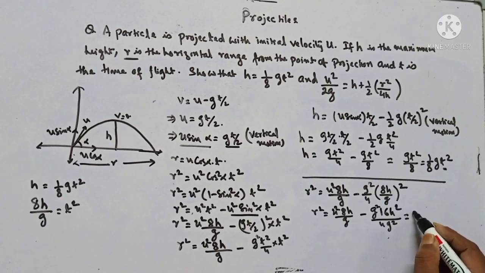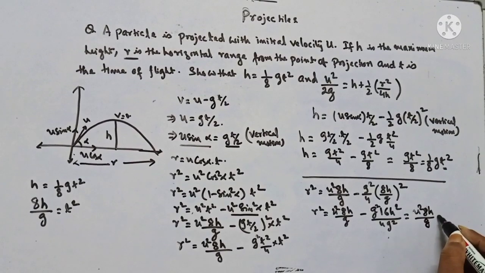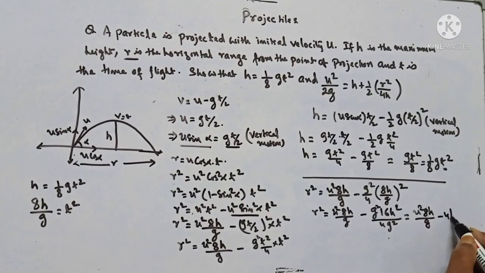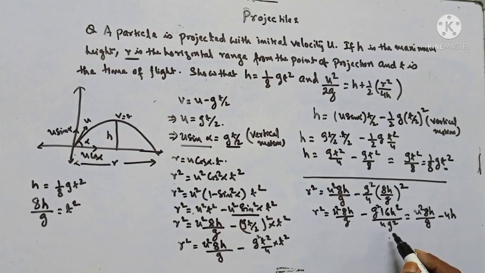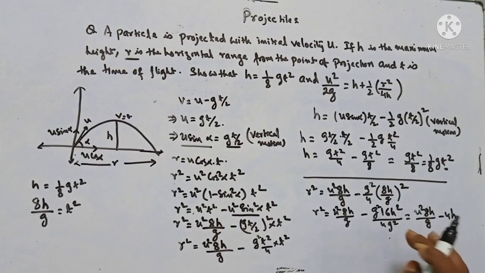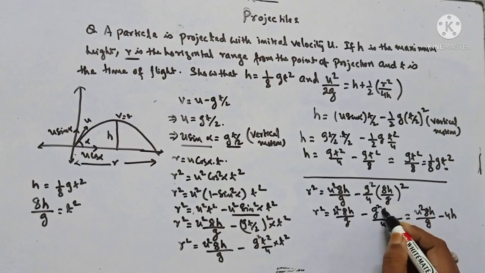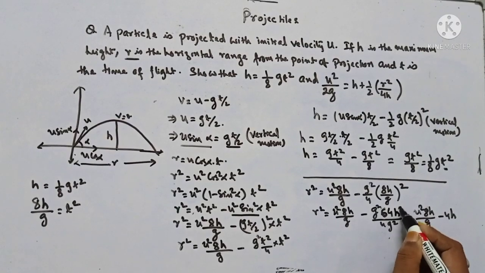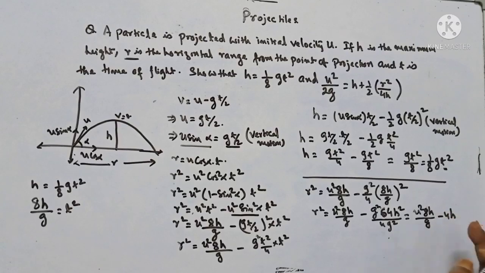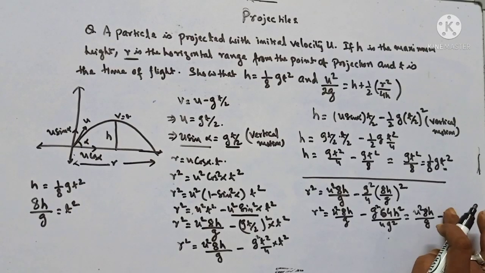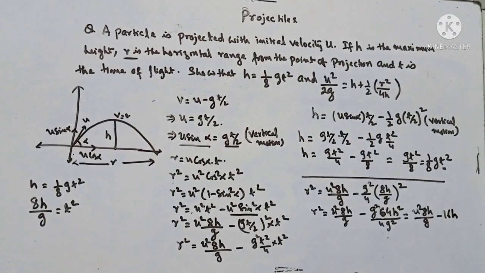So this will be u square 8h by g minus 4h, this will be 8h, sorry, 8h, this will be 64h square. So this will be not this, this will be 16h.